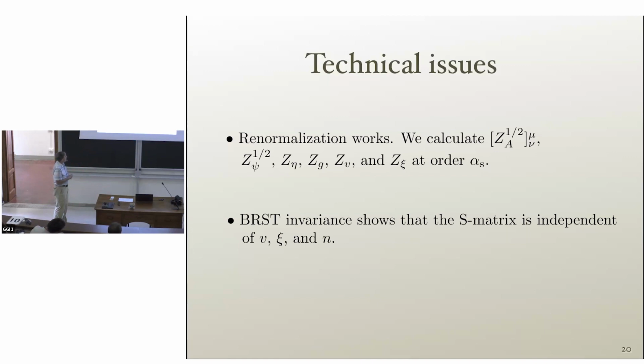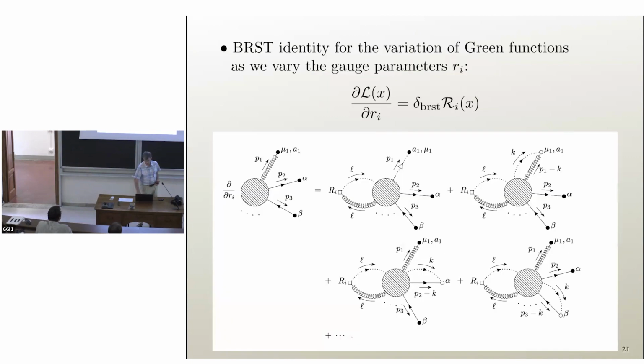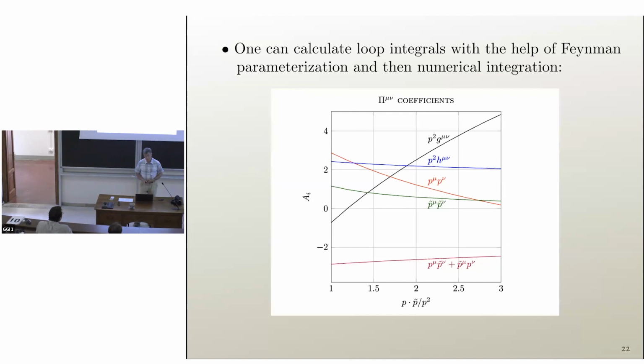Also, BRST invariance shows that the S matrix between physical states, either incoming or outgoing, is independent of the parameters V, C, and N. And I have a slide for that. I'm going to just show you the slide. If you want to know about it, we'll come back to that. But let me show you one more thing you can actually calculate with this.